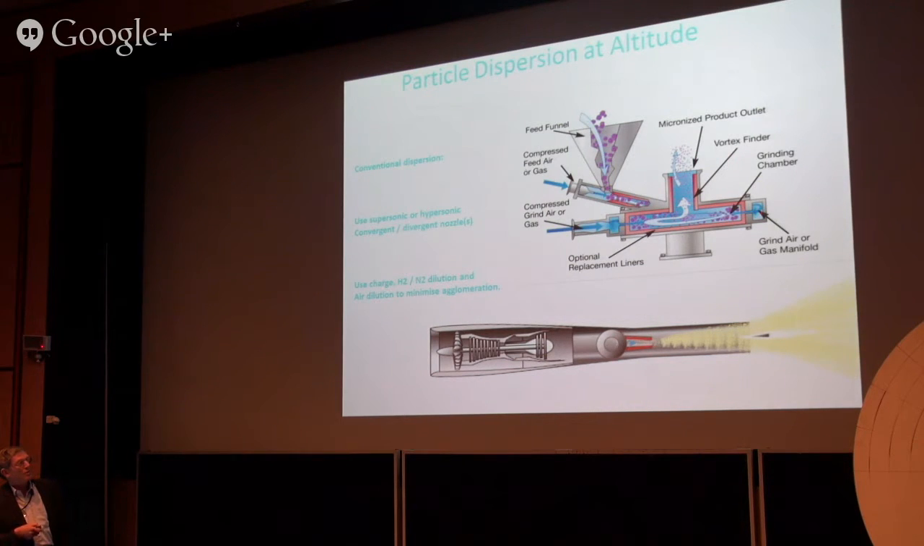One of the other things you need to worry about is dispersion. Once you've made these particles, and you do not want to underestimate this, to get pigmentary scattering, you've got to have individual particles.